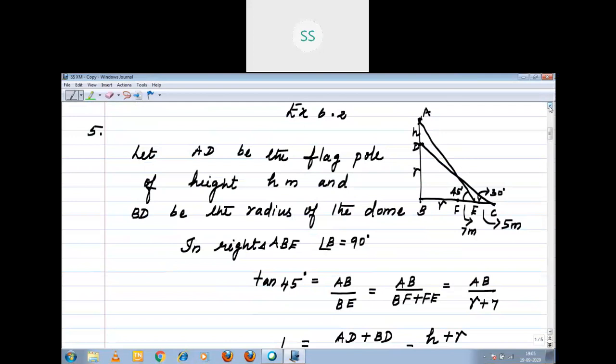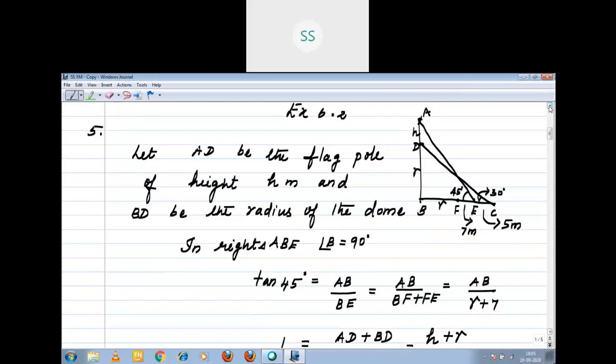Let AD be the height of the pole, BD be the radius of the dome, and BF also the radius of the dome. The end point of the dome is F. From the end point you are moving away 7 meter, that's why I label FE as 7 meter. EC they have given us as 5 meter. From the point C to D the angle is 30 degrees. E to A, that is the top of the flag, is 45 degrees.